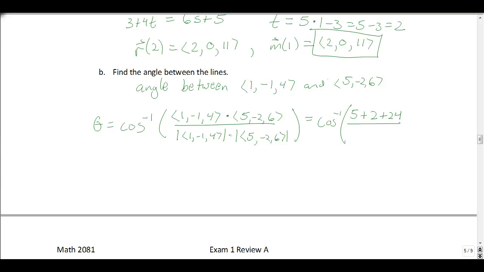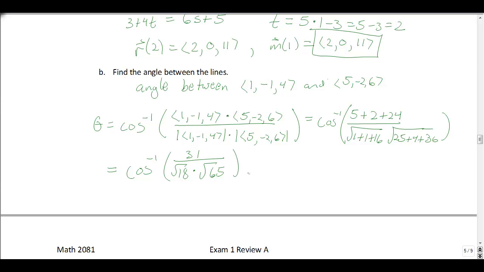Our magnitudes are the square root of 1 plus 1 plus 16, since 4 squared is 16, times the square root of 25 plus 4 plus 36, since negative 2 squared is 4 and 6 squared is 36. So we get the inverse cosine of 24 plus 5 is 29, plus 2 is 31, over the square root of 18 times the square root of 65.